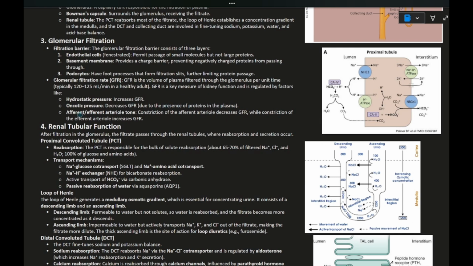And then we have afferent and efferent arteriolar tone. The afferent arteriole is the small blood vessel that goes to the glomerulus in order to be filtered, while the efferent arteriole is the one that exits from the glomerulus. You can think about this as efferent having the same first letter as the word exit. Okay, so anyways, constriction of the afferent arteriole decreases GFR, while constriction of the efferent arteriole will increase the glomerular filtration rate.